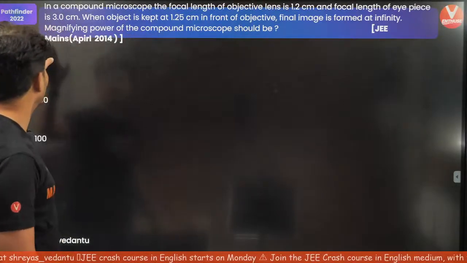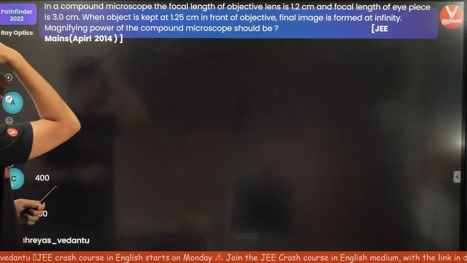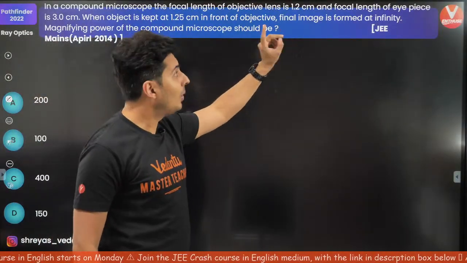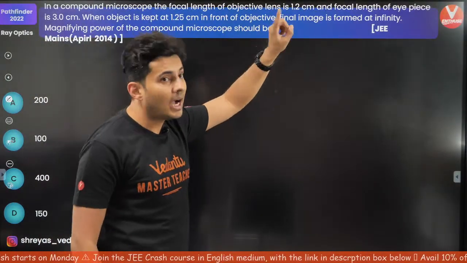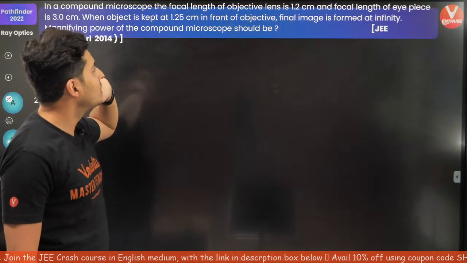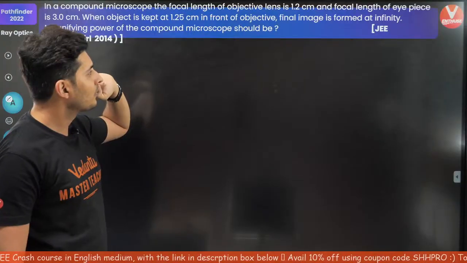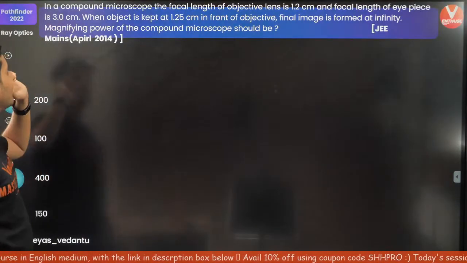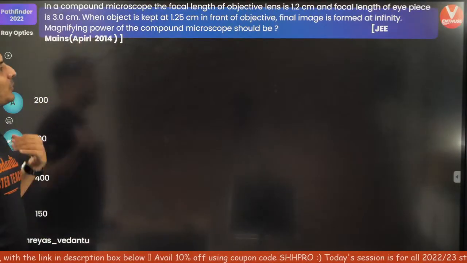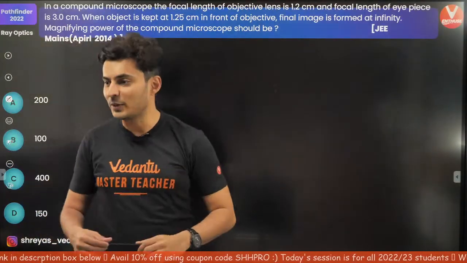Let's solve this question. In a compound microscope, the focal length of the objective lens is 1.2, the focal length of the eyepiece is 3. The object is kept at 1.25 in front of the objective. Final image is formed at infinity. Find the magnifying power of the compound microscope. Let's solve this. This was a PYQ.